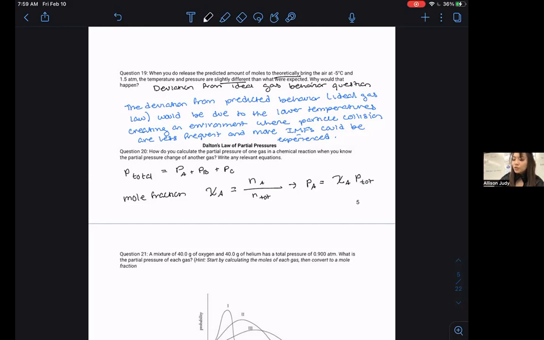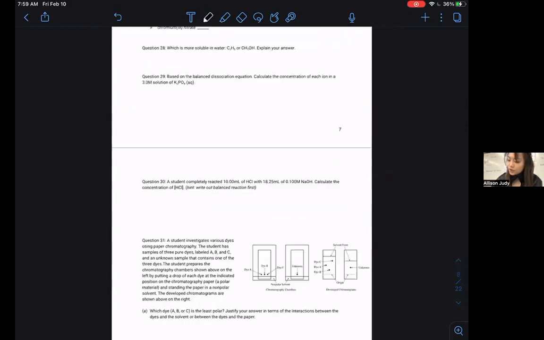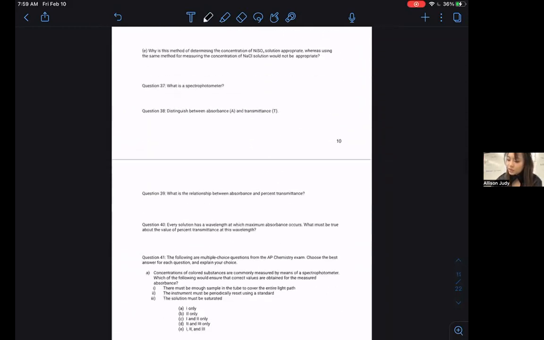So what we could do is use a combination of these three derivations and equations to identify the relative pressure contribution of an individual gas in a mixture. So that's your conceptual overview. Let's go ahead and head to AP problems.